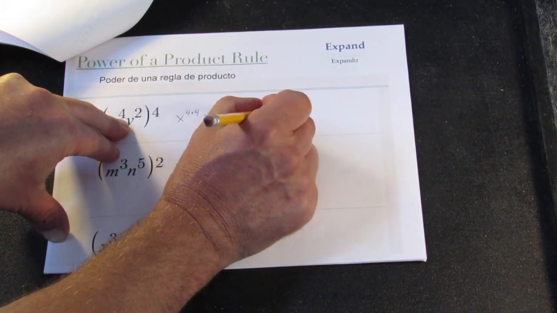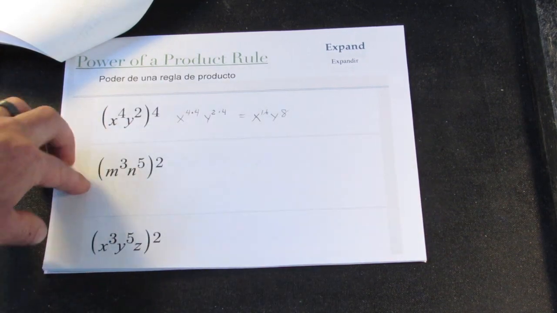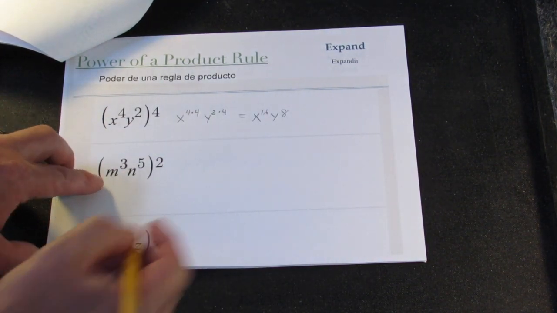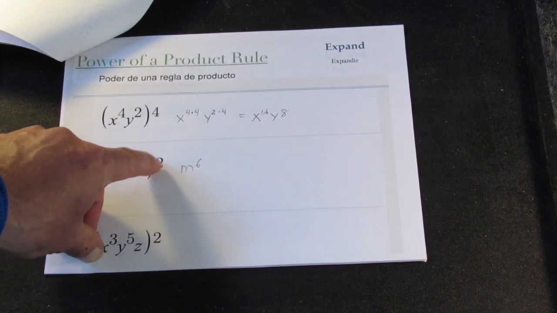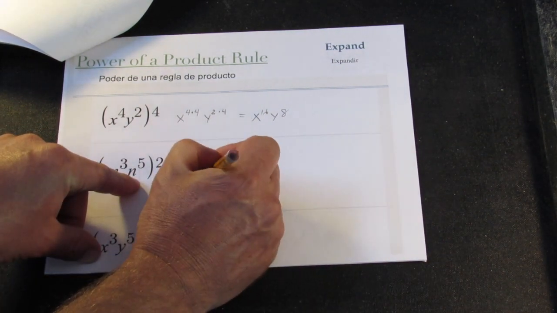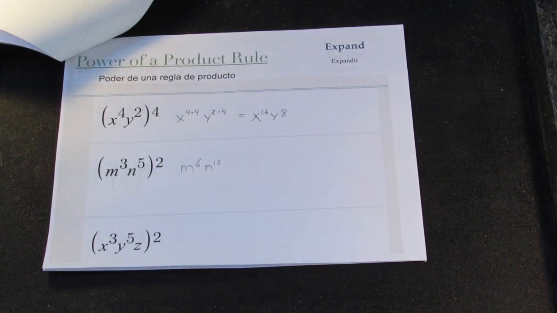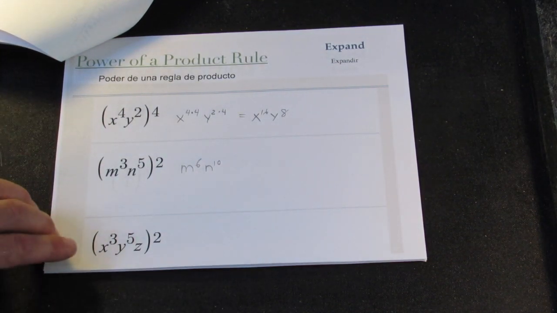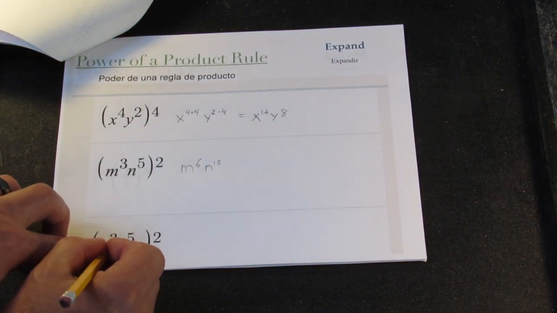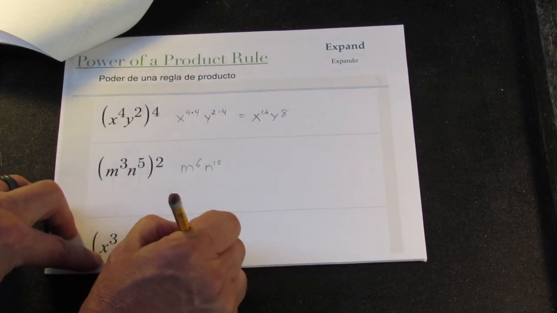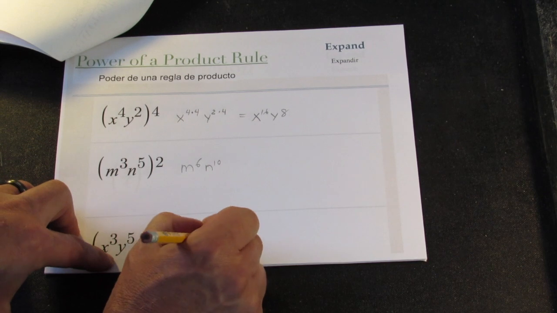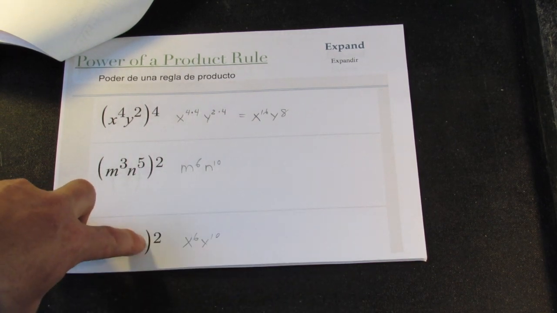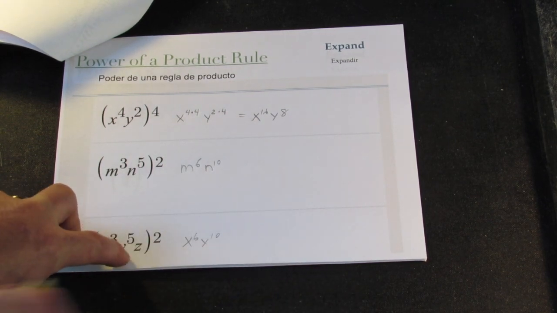X to the 16th, y to the 8th. If you can multiply 3 times 2, you'll get m to the 6th. And if you can multiply 5 times 2, you'll get n to the 10th. I think most of you will like that. X to the third times 2 is x to the 6th. Y to the 5th times 2 is y to the 10th. And z to the 1, or the first power, times 2 is z squared.